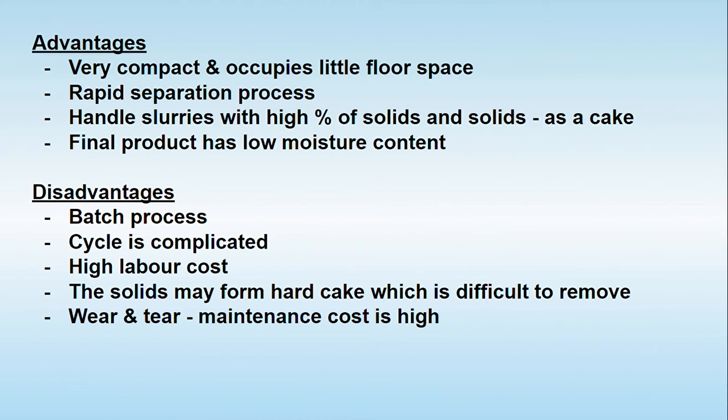But looking at the other side of the coin, what are the disadvantages? As I told you, the majority of types are a batch process, unless we remove the filter cake and make it continuous. The cycle is somewhat complicated. We have to adjust all the parameters: inlet slurry rate, filtrate rate, the speed, and we have to take care of the filter cloth. The labor cost is high. The solid may sometimes form a hard cake due to centrifugal force, and sometimes it's difficult to remove. There are also chances of wear and tear, so the maintenance cost is also going to be high in this type of centrifuge.